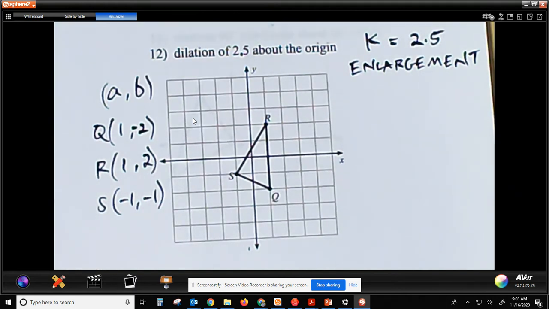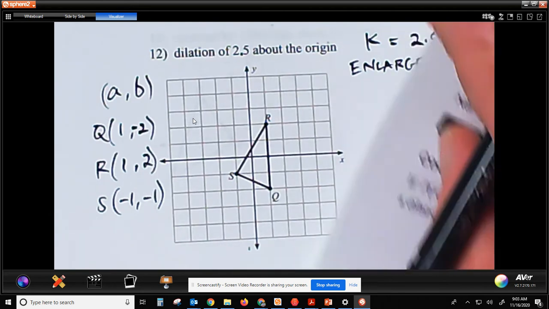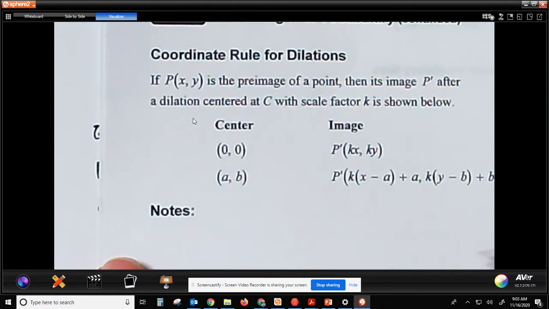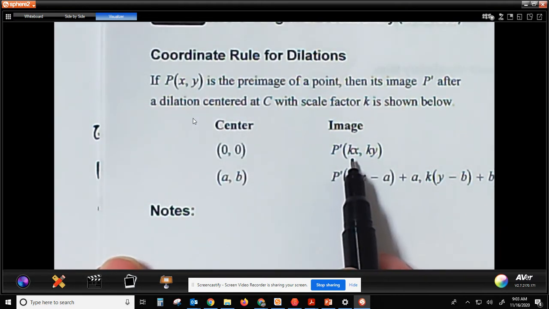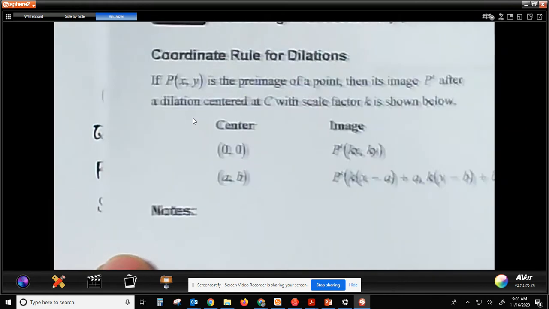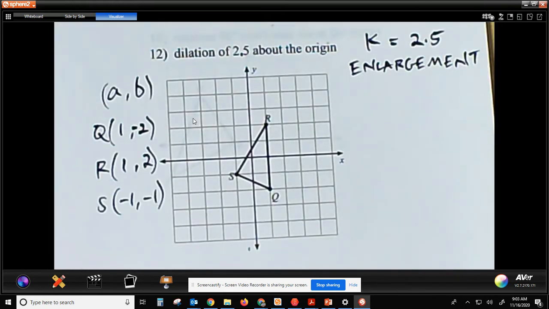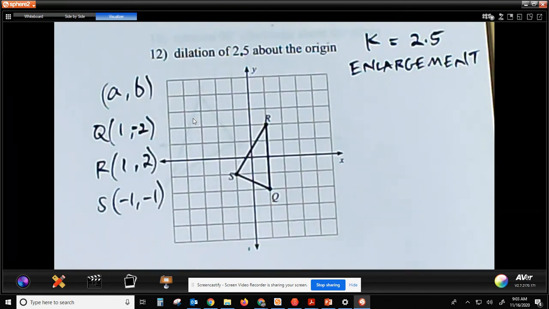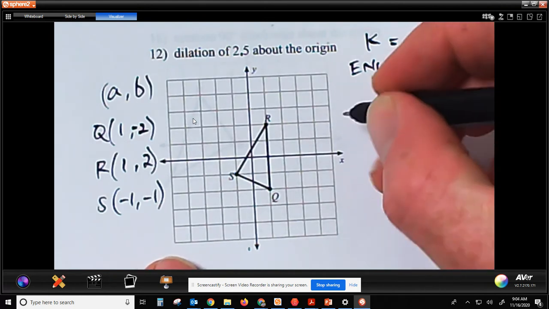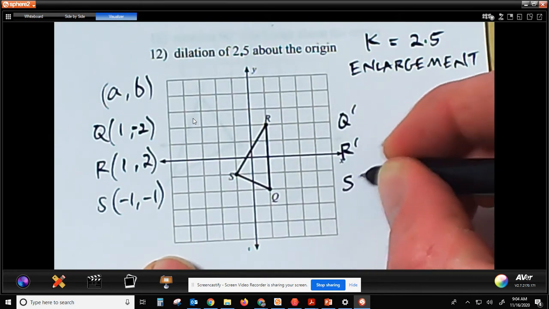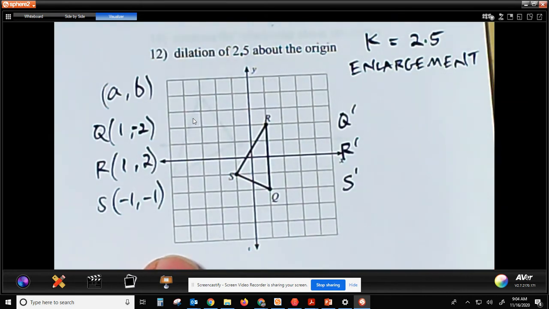Okay. What the dilation page says to me for an enlargement using a scale factor centered at 0, 0, my K, my scale factor, is just multiplied by each of the coordinates, K times X and K times Y. All right. So we need to do some multiplication here. I'm going to try it in my head if I can, and I will come up with coordinates for Q prime, R prime, and S prime. Will you guys check me as I do these? That'd be helpful.